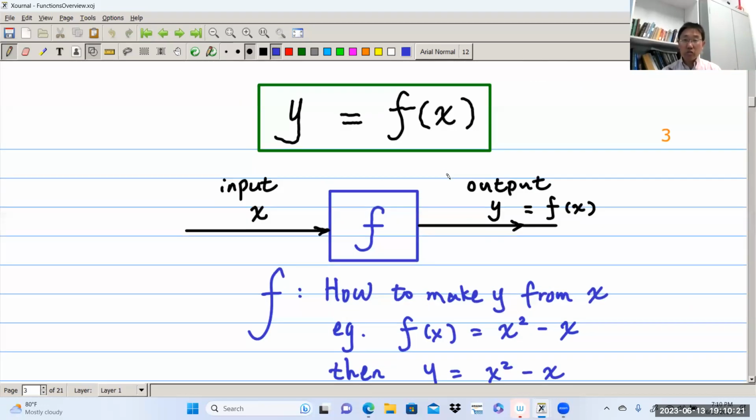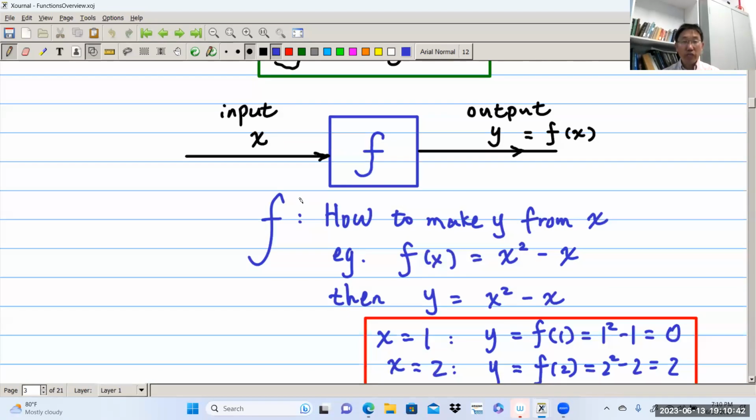Okay, how does this machine make Y from X? It makes the output from the input. Of course, different machines have different mechanisms, so different functions can have different rules. F tells us how to make a Y from X.